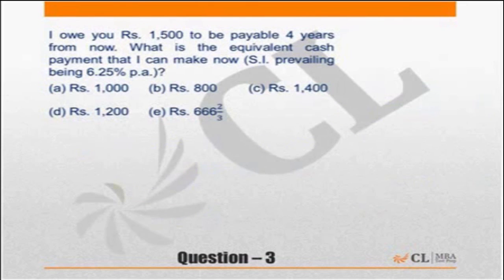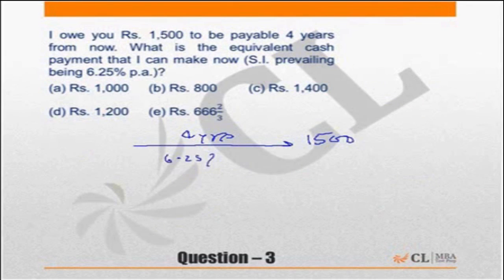I have to pay you 4 years from now. I have to pay you not today but 4 years later. 4 years later, I have to pay you 1500 rupees. The rate of interest is 6.25% per annum, simple interest. Now instead of paying you 1500 rupees, I can decide to put X rupees in bank today, such that X rupees will become 1500 rupees after 4 years.